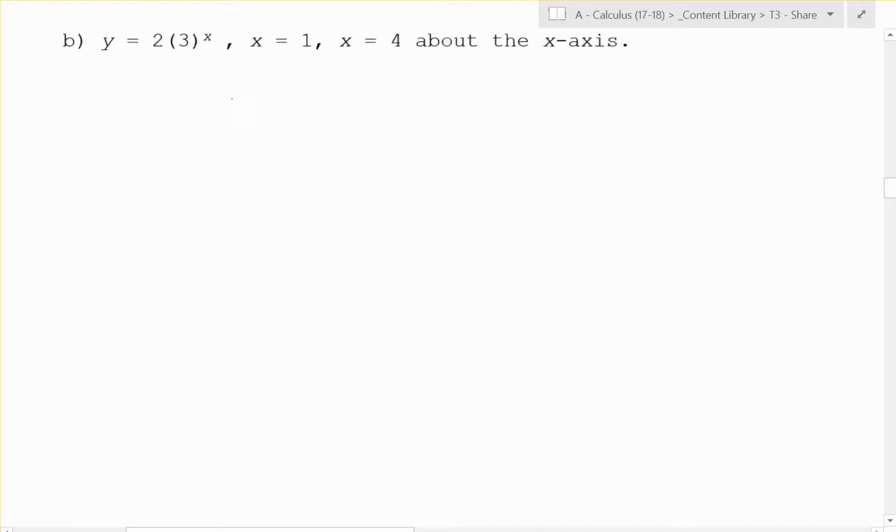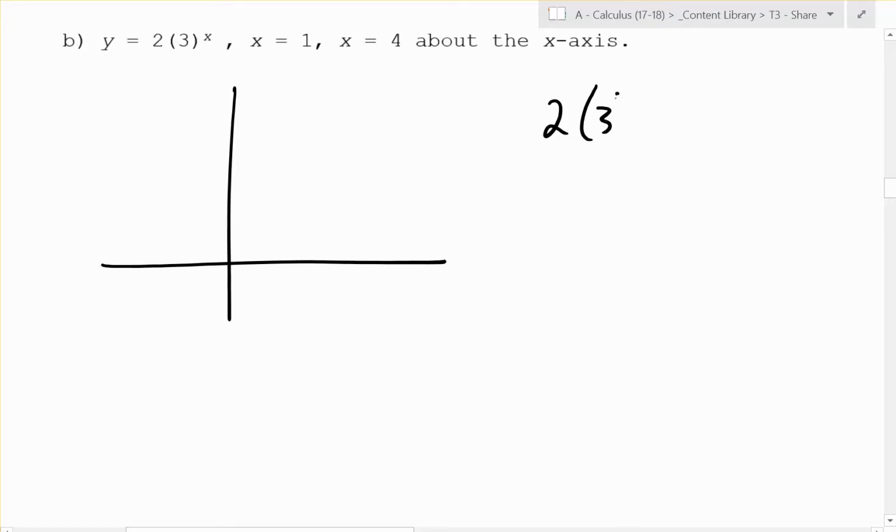So we have the function 2 times 3 to the x. What does that look like? Well, 2 times 3 to the 0, let's just see what that is. That's equal to 2 times 1. So this thing starts at 2. And it's an exponential function, so it goes up like this.